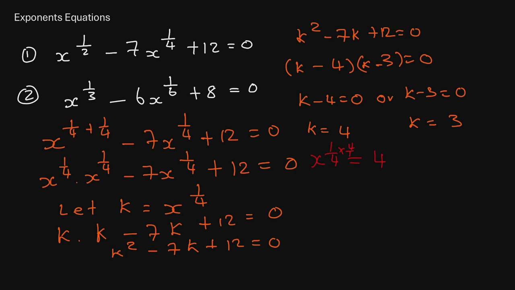And then we do that on both sides. So this will make x equal to 4 to the power of 4. If you put 4 to the power of 4 in your calculator, you get 256.